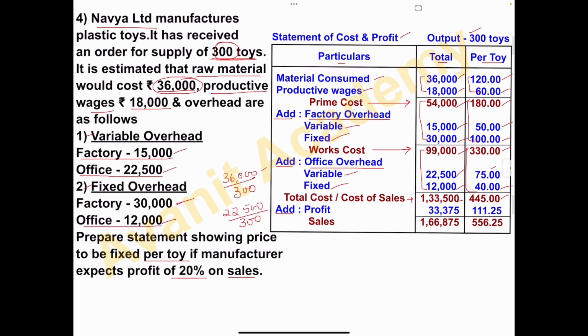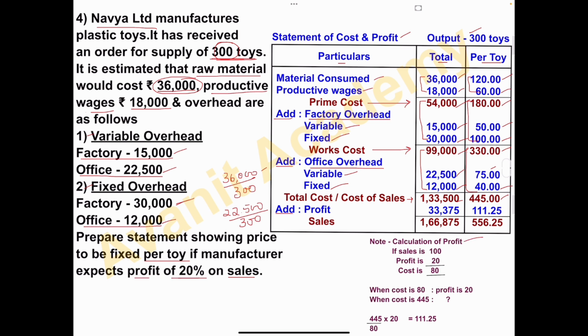To calculate the profit, we have to prepare a note. Note: calculation of profit. See the last sentence: profit of 20% on sales. So how much profit do we have to charge? 20% on sales. Correct? So we'll make an assumption that if sales is 100, profit is 20. So this 20 is the 20% mentioned here.